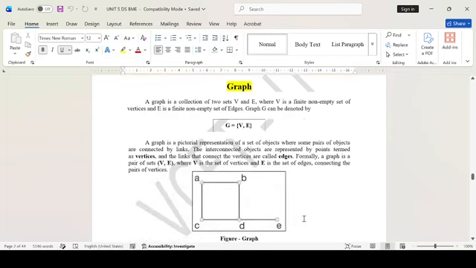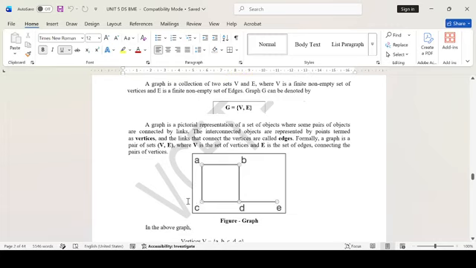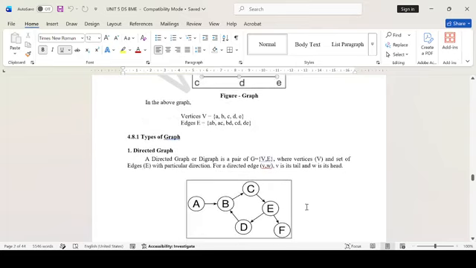Then graph. A graph is a collection of sets of vertices and edges. So vertices and edges together are referred to as a graph. In this example, we have the vertices A, B, C, D, E, and the edges AB, AC, CD, DB, DE. What are the types of graph?